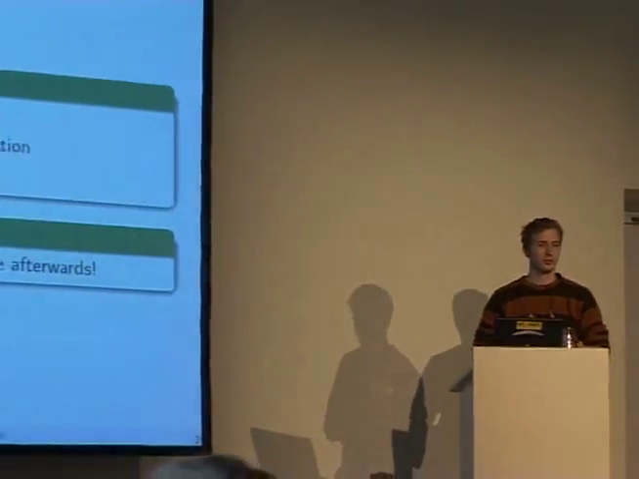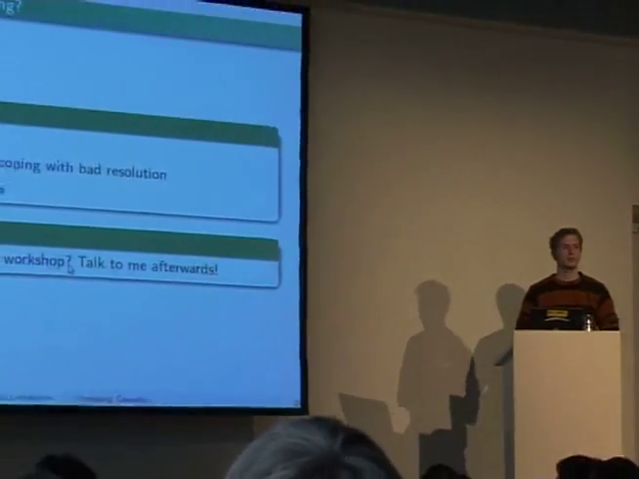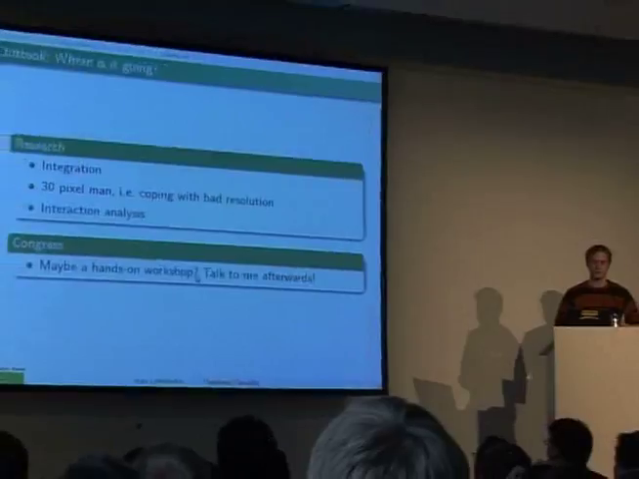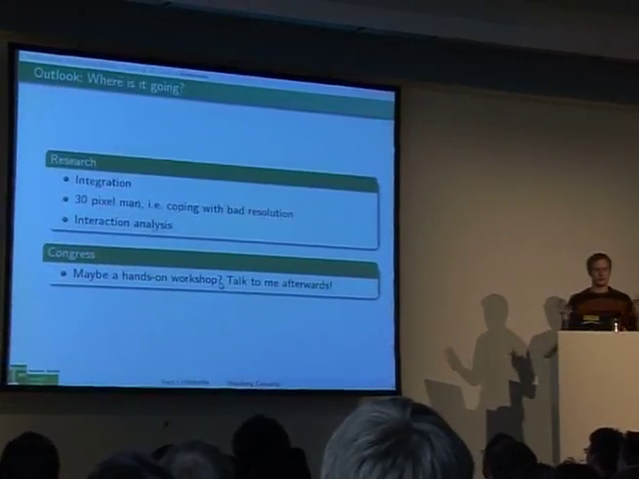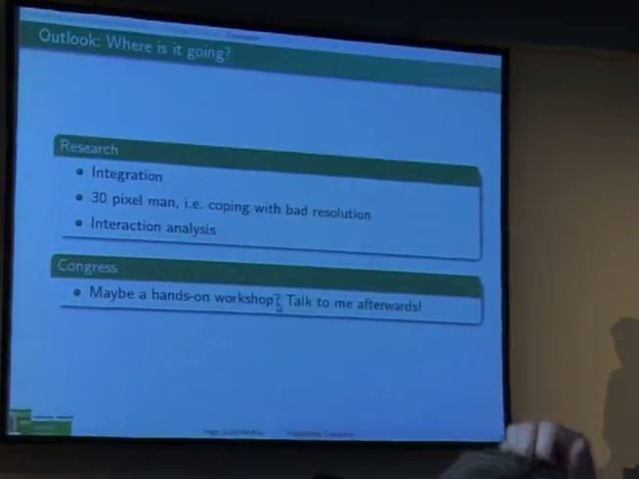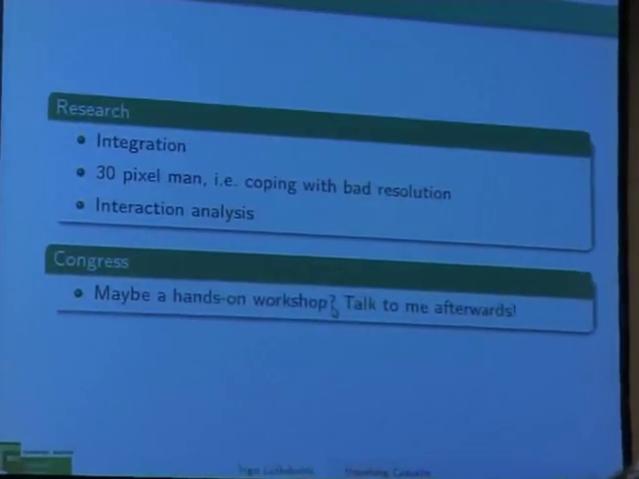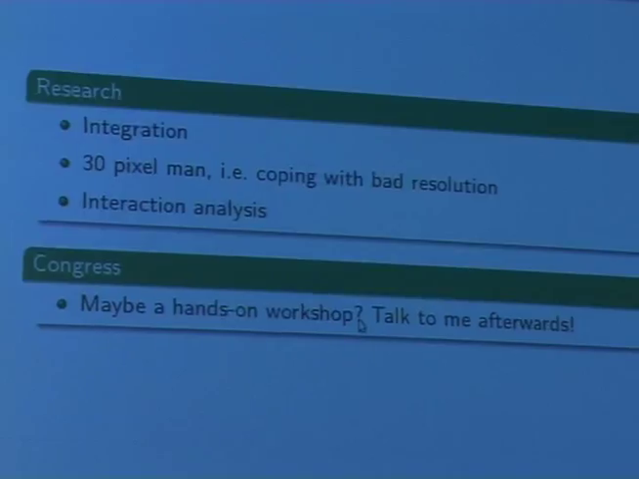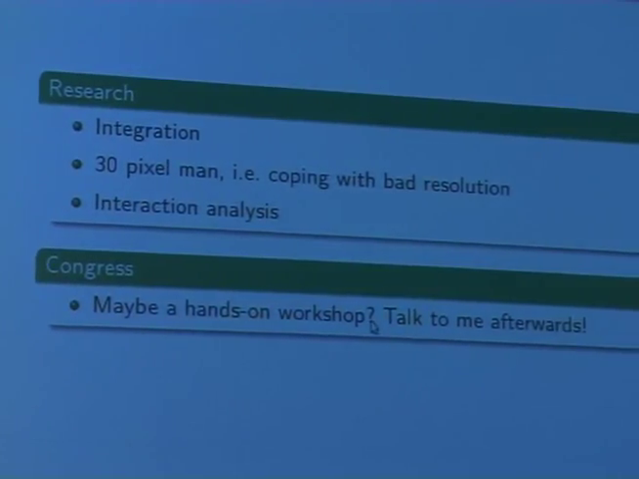Just a little bit of ideas where it's going. We are going to see more integration. All these approaches that I outlined, and there are lots more, are going to be integrated to make the systems more robust. And then there's this notion of the 30-pixel man, which is the low-resolution example from the beginning. There's lots of work on interpreting these kinds of resolution images.